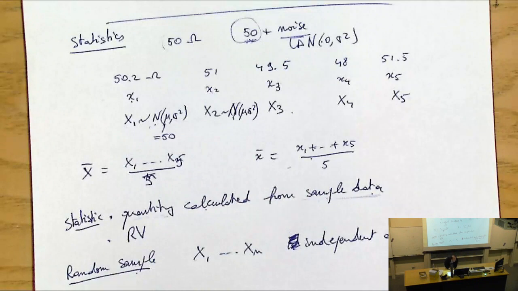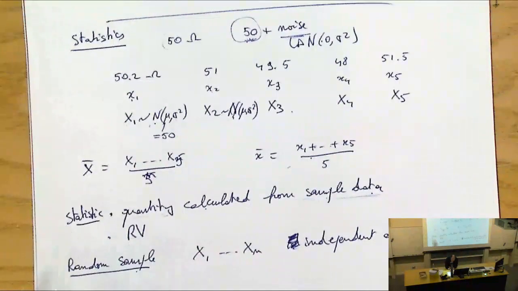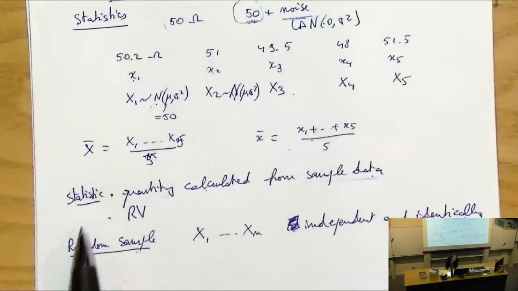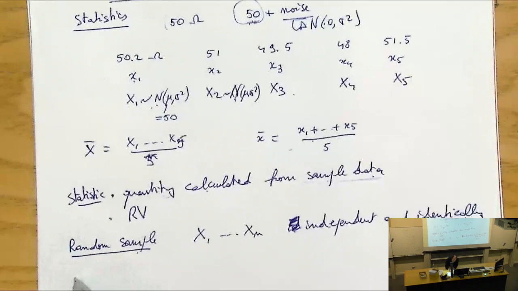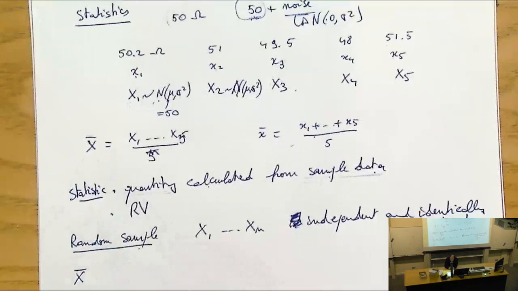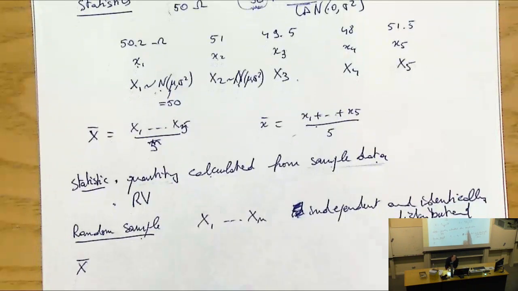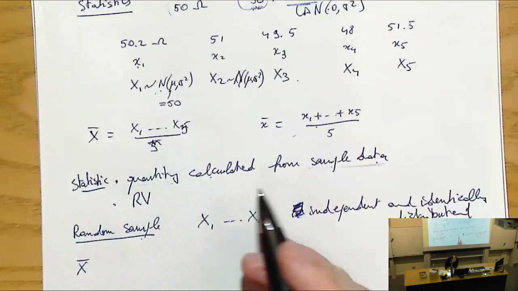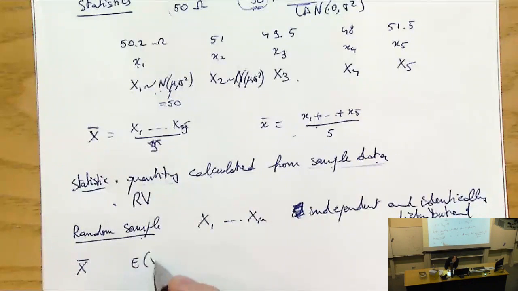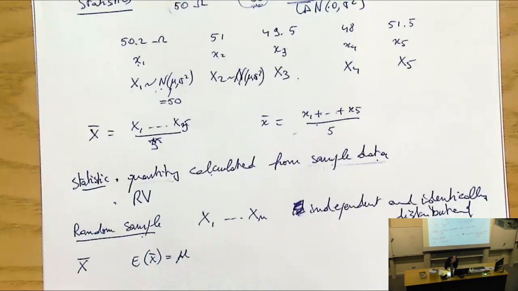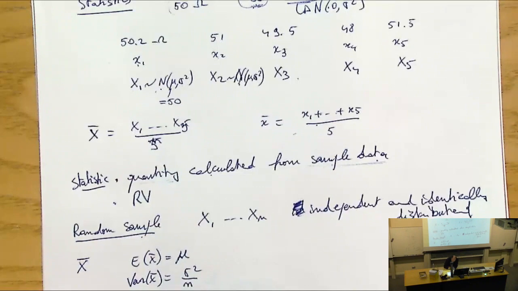Right, so one statistic could be, for instance, the sample mean, the one we just saw here. My sample mean is a statistic, a quantity that I calculate from sample data, and we have seen already that the expectation of this sample mean is mu, and the variance of the sample mean is sigma square over n.